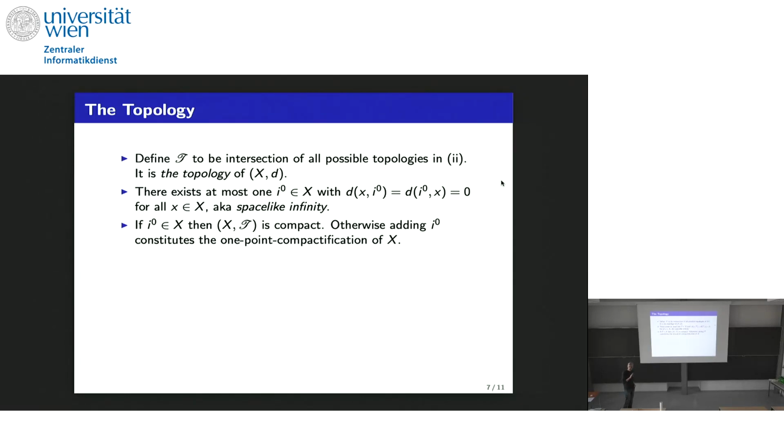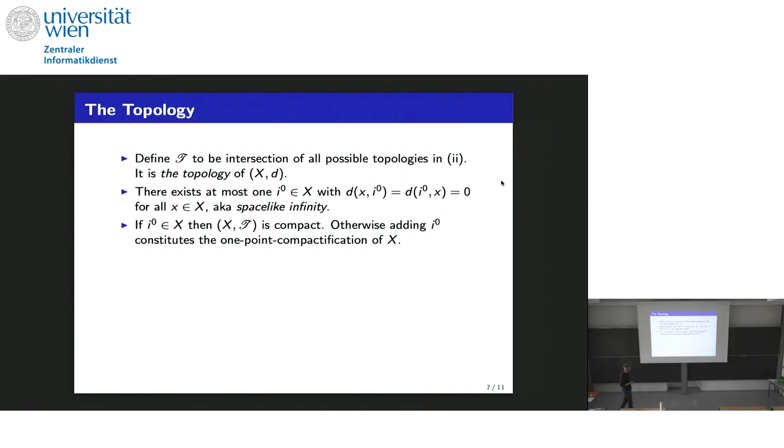Yeah, this is not obvious. But I will give you a theorem that will show you the one. If infinity belongs to the space, it is actually compact as a topological space. And otherwise, adding it artificially just one-point compactifies your space.